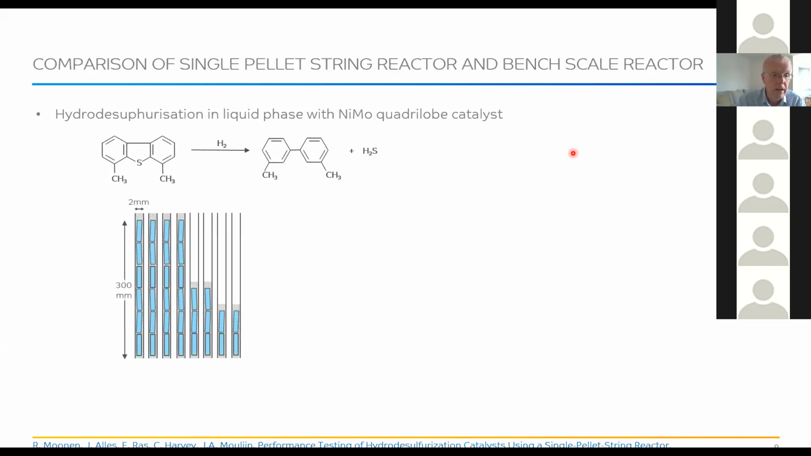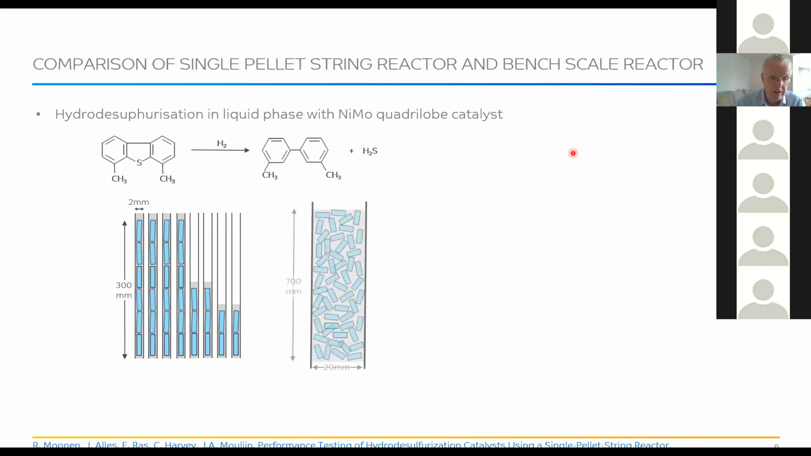What they did is a comparison of catalyst pellets or extrudates in small scale reactors, which are only 2 millimeter diameter and about 30 centimeters in length, the total bed. This shows schematically how they did these sorts of experiments. They did this in a high throughput experimental facility, so they were able to do many reactions in parallel. Then they compared the results versus a conventional packed bed, which is 700 millimeters in length and 20 millimeters in diameter. They compared the results in the two different setups.